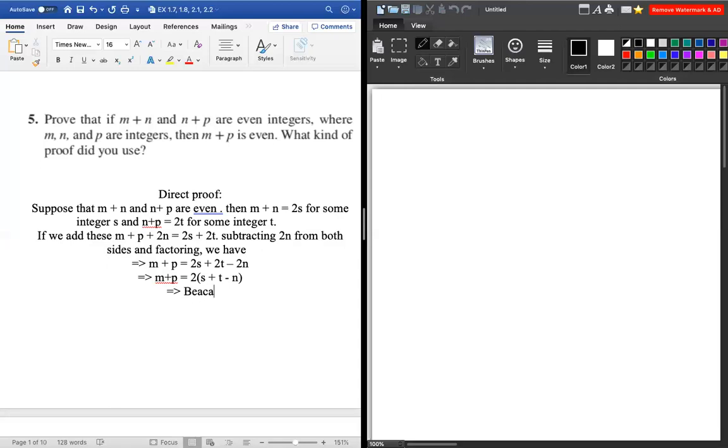Now, because we have written m plus p as 2 times an integer, we can conclude that m plus p is even.